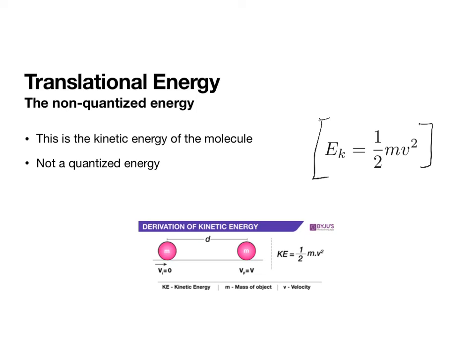And kinetic energy is determined as 1/2 mv squared, where v is the velocity, m is the mass, and EK is kinetic energy, also known, in this case, for molecules as translational.